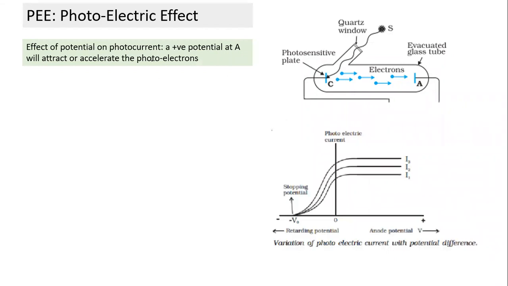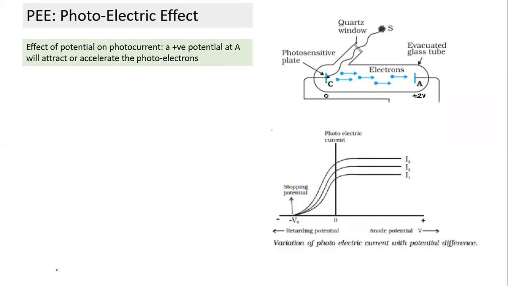Now, the effect of potential on photocurrent. What does potential mean? I change the potential difference between C and A. With reference to, if I call it 0, this can be plus 2 volts compared to this. Instead of potential difference, it could be something else also.